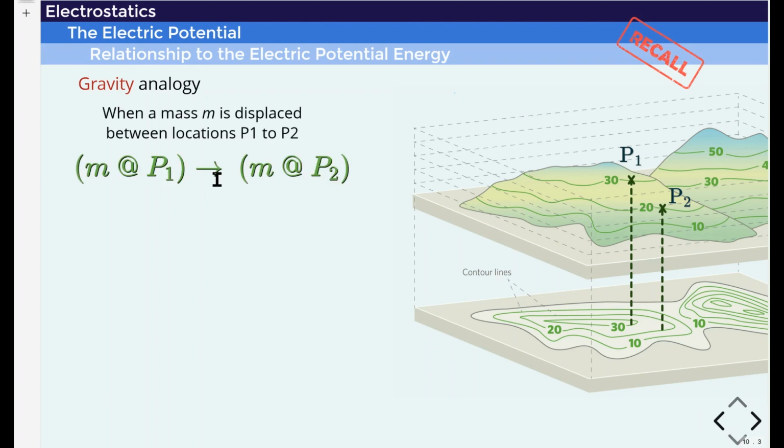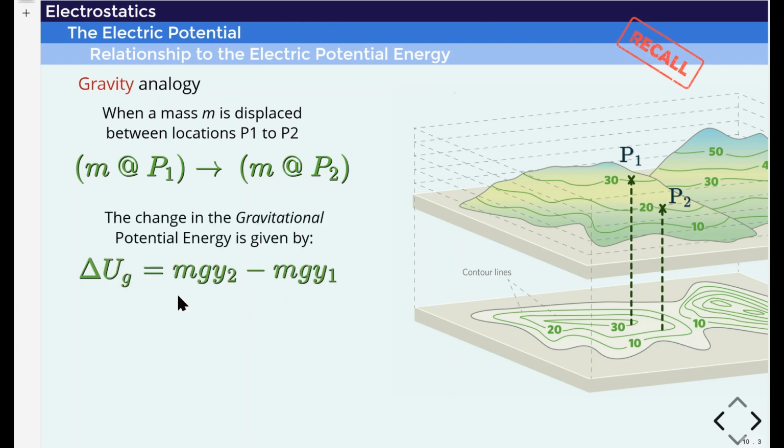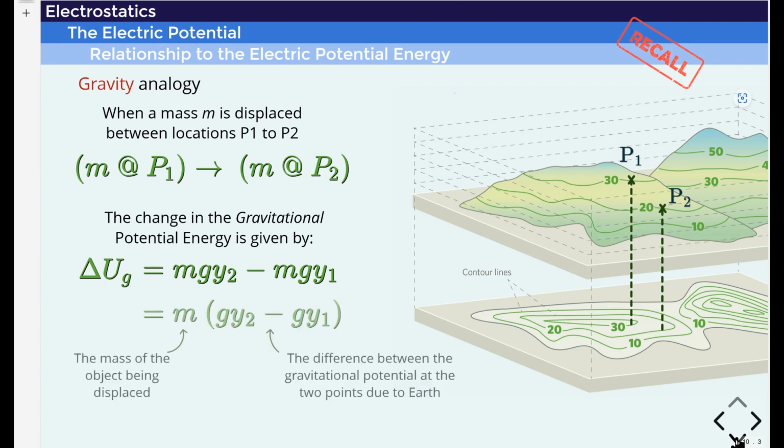When I think about electricity, I think about a charge, which is the analogous thing to the mass when I'm thinking about gravity. Now, suppose I have a mass that starts out at point P1 and then it ends at point P2. I can talk about the change in the gravitational potential energy as being mgy2, so the gravitational potential energy at the final situation minus the gravitational potential energy at the initial situation. And I could also always write it like this because the mass is a common factor. I can take it out.